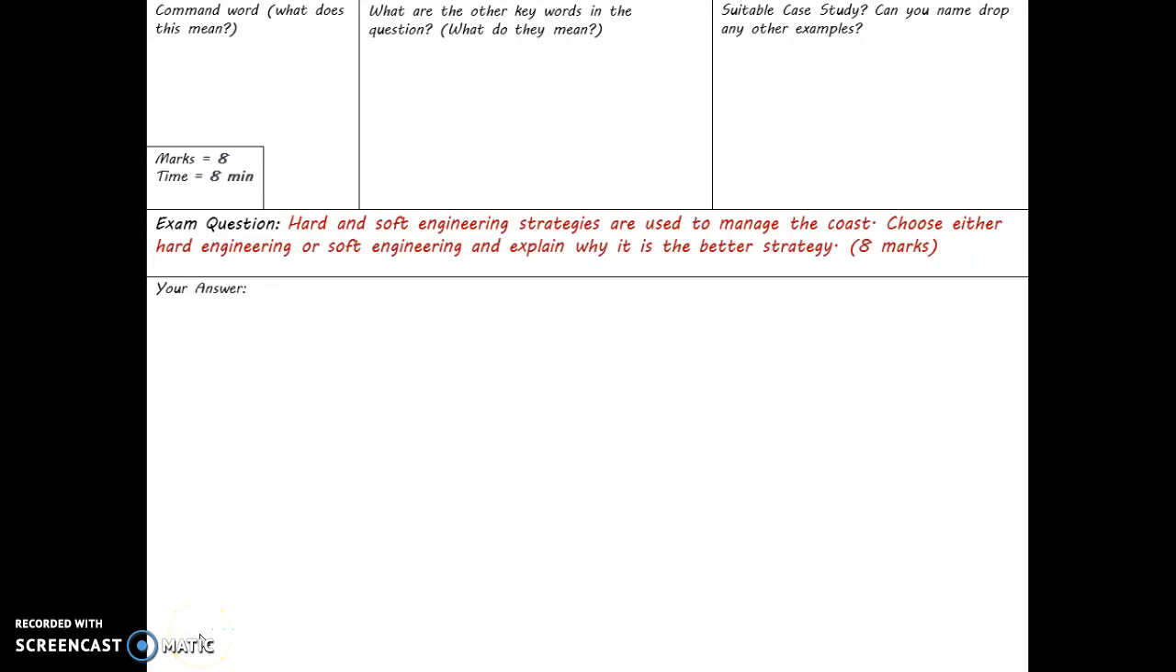Hi guys, this is a demonstration of how to use the exam grid in order to break down a question. So when you are planning your answer, you can use this to help you.